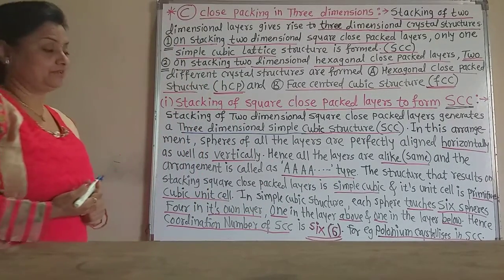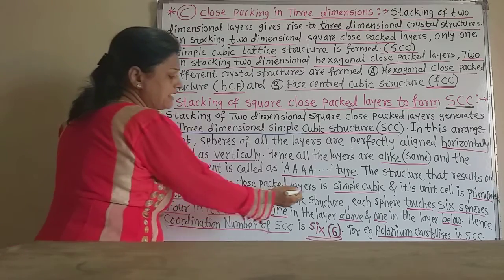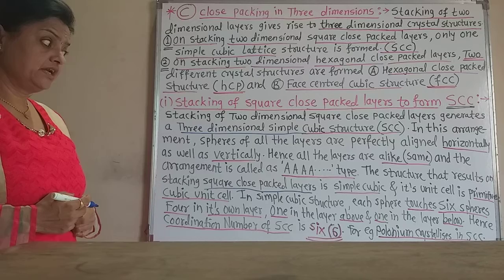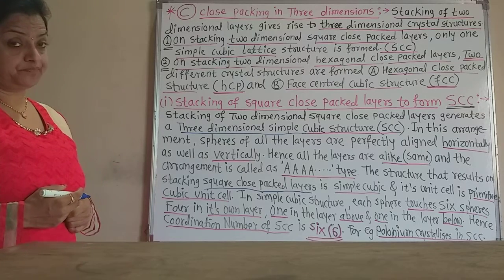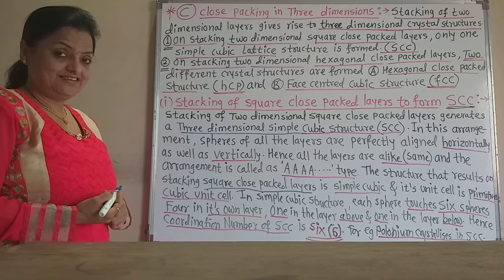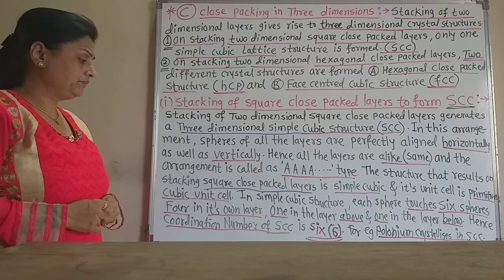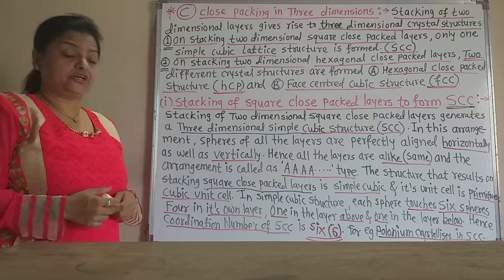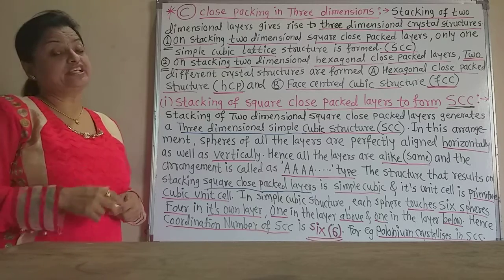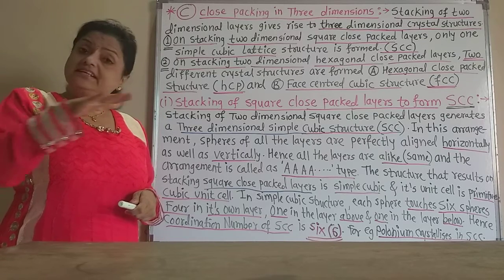The structure that results on stacking the square close packed layers is the simple cubic structure, and its unit cell is the primitive cubic unit cell, because the unit cell of simple cubic structure is the primitive cubic unit cell. In simple cubic structure, in SCC, each sphere touches 6 neighboring spheres. Out of them, 4 spheres are in its own layer.